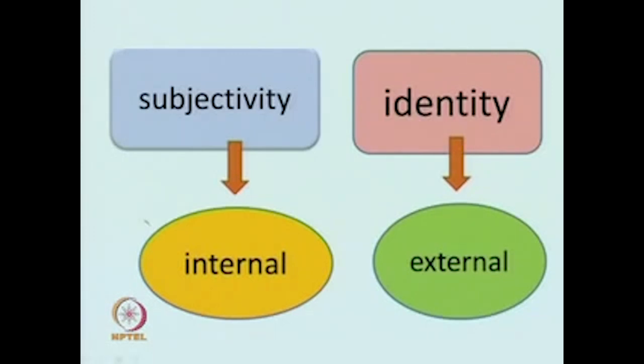Well, if subjectivity is an internal process, identity is external. Subjectivity, as we've seen in the previous lecture, may be defined as what it means to be a person. From that point of view, identity would mean how other people see you. So if subjectivity is what it feels like to be a person, identity is how other people see you.